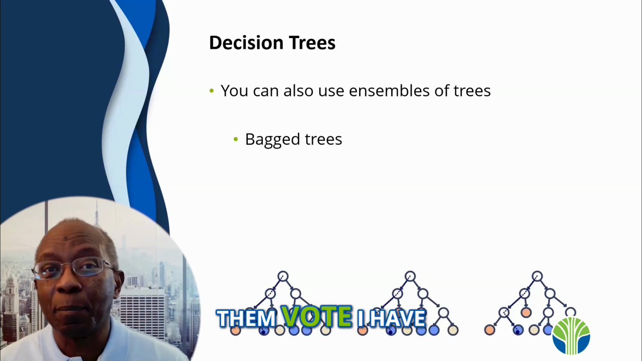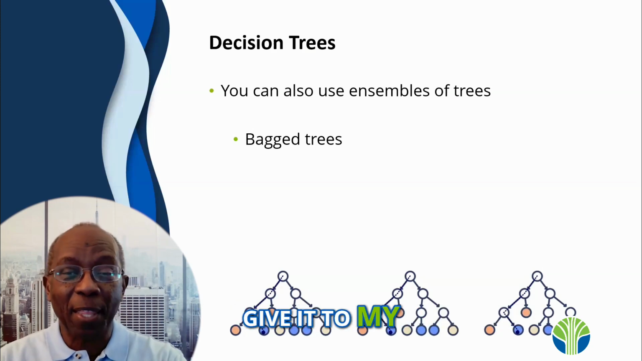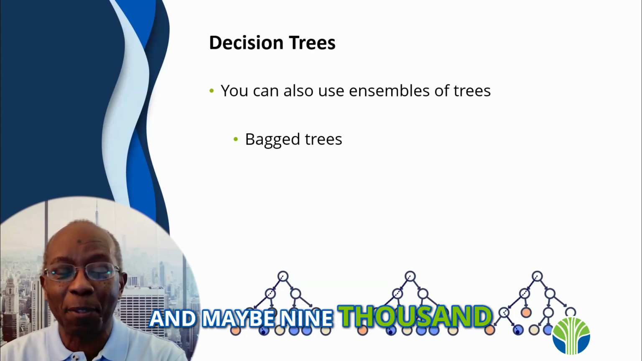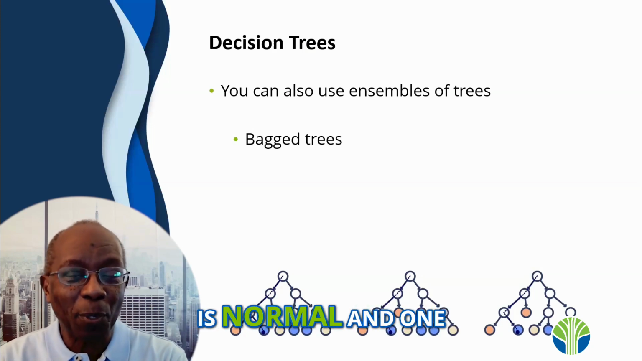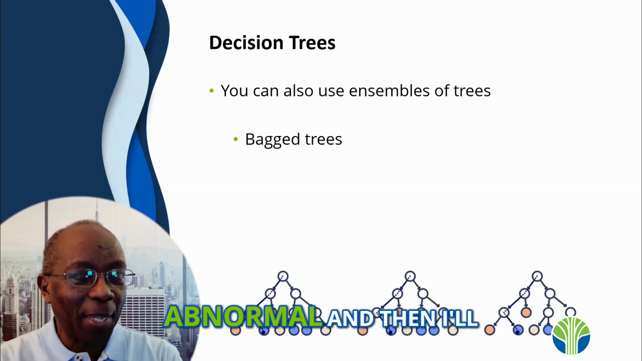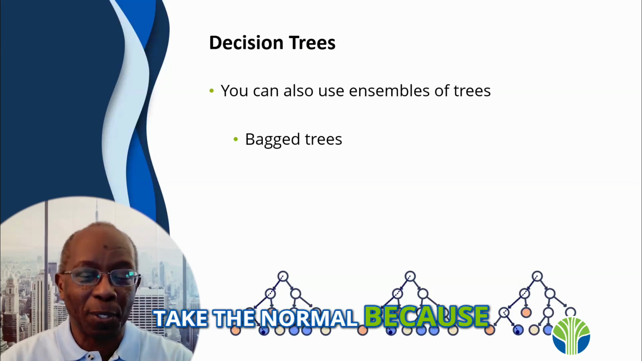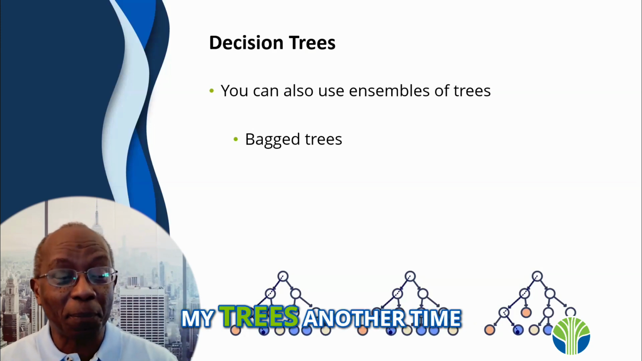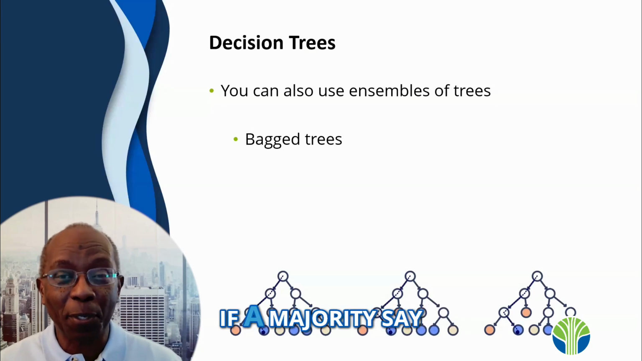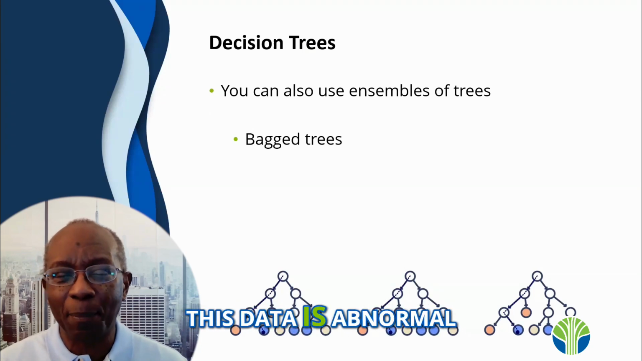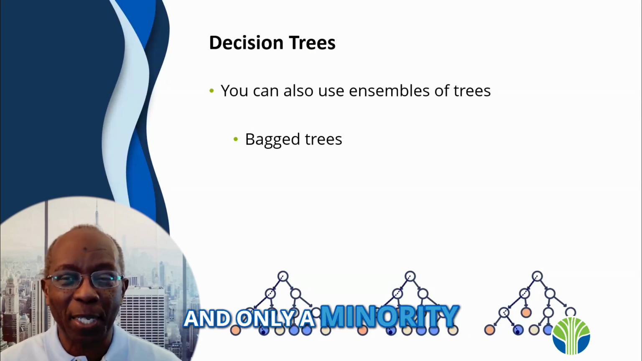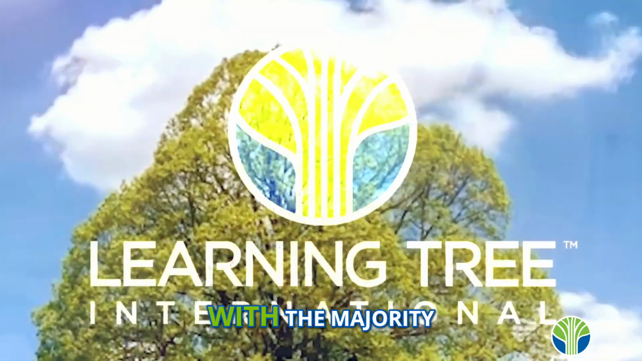So then you make them vote. I have a new record. I give it to my 10,000 trees, and maybe 9,000 of them say, this is normal. And 1,000 say, this is abnormal. And then I'll say, okay, I'll take the normal because that's the majority of my trees. Another time, if a majority say this data is abnormal and only a minority say we think it is normal, I'll go with the majority.